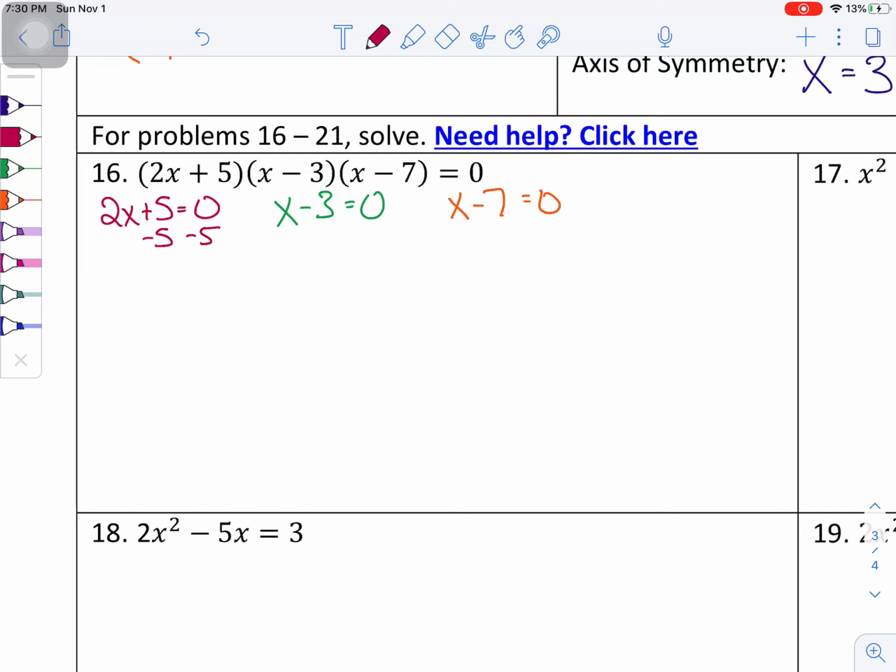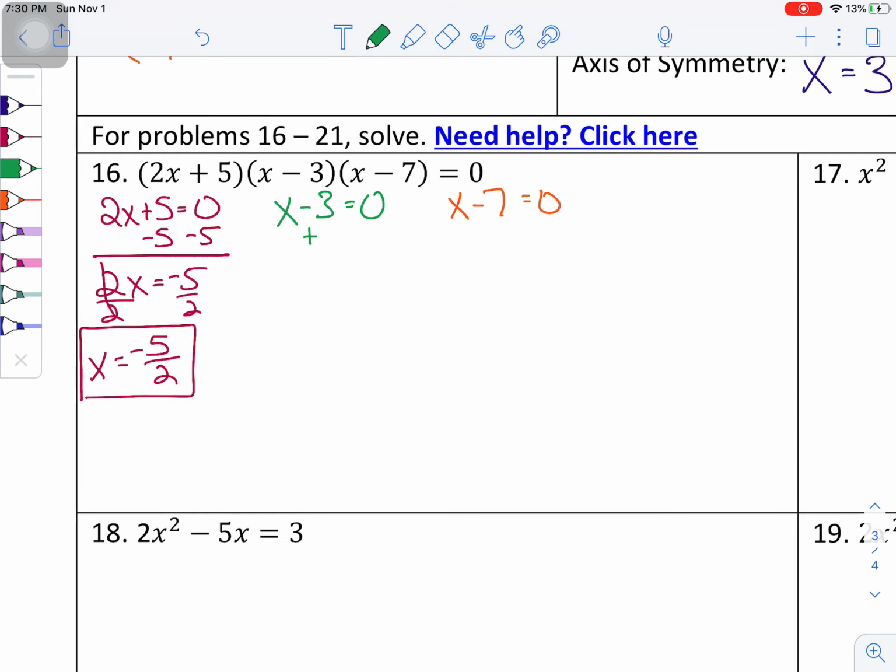So I'm going to solve the one, the 2x plus 5. I'm going to subtract 5 from both sides. So that's going to be 2x is equal to negative 5, divide by 2. Leave your x value as a fraction. Okay, so that's one answer for our problem.